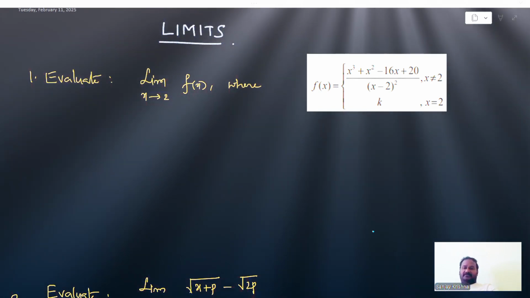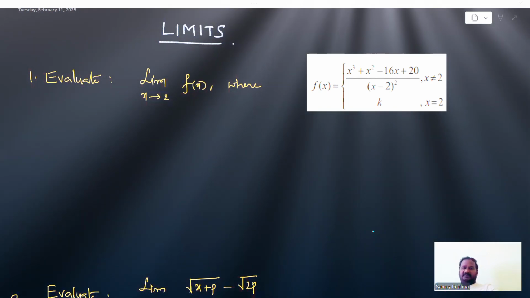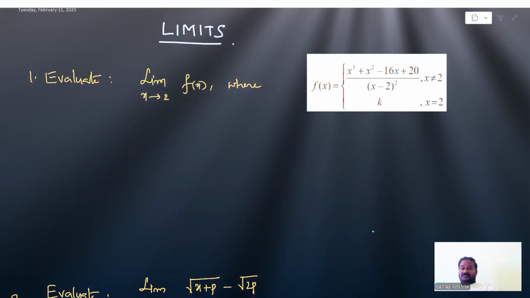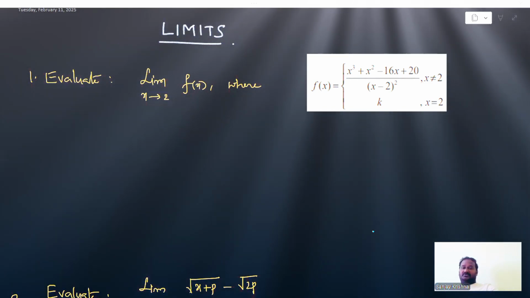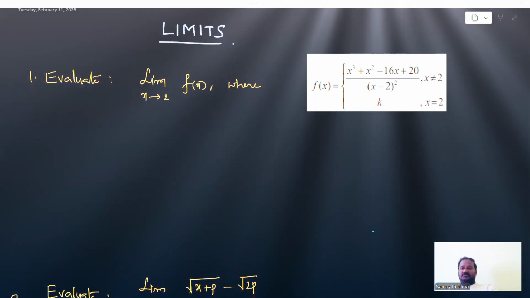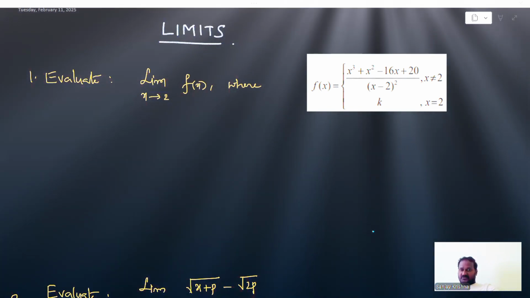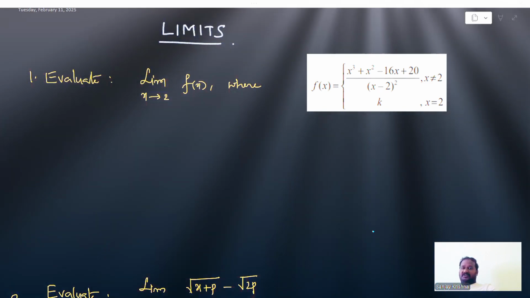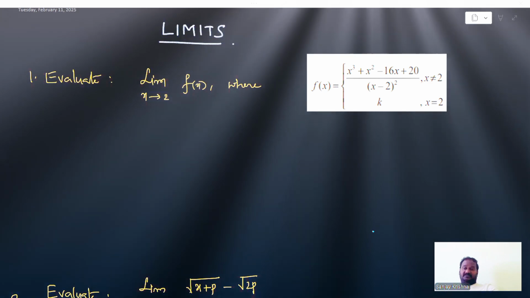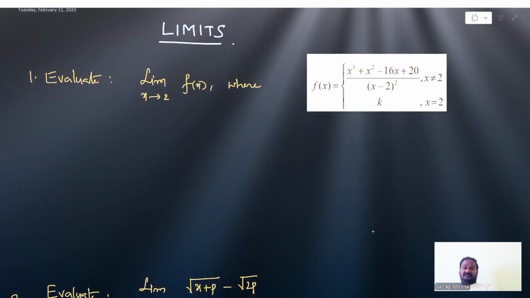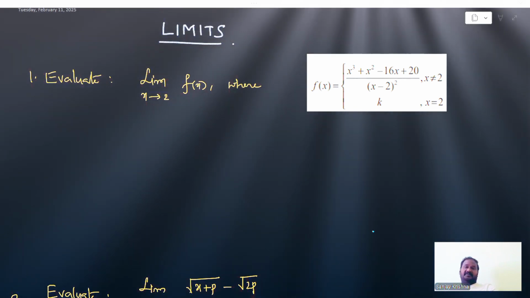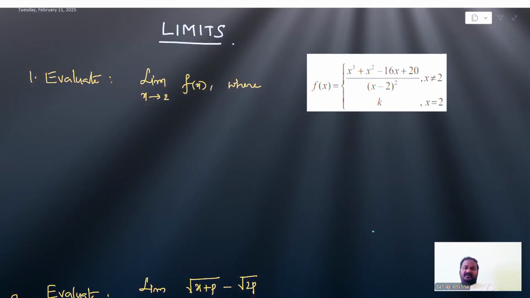Now coming to the very first problem: evaluate the limit as x tends to 2 of f of x, where the function f of x is defined as (x cube plus x square minus 16x plus 20) divided by (x minus 2) whole square when x is not equal to 2, and is equal to k when x is equal to 2. What is the meaning of this particular function? You first find the limit of this function. That function value is equal to k. It means you have to find the value of k.